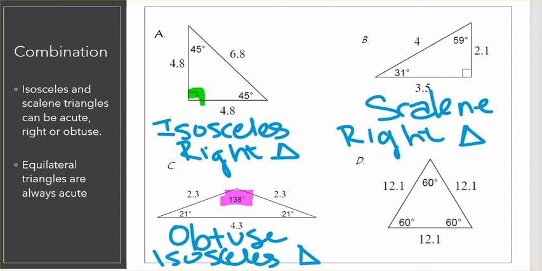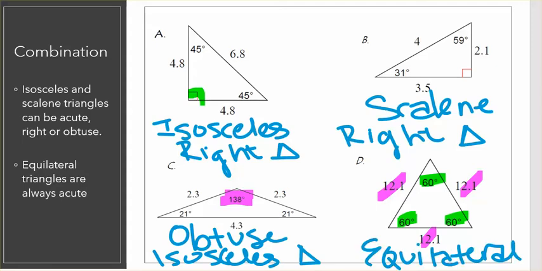And finally, our last triangle. Our last triangle has 3 sides that are the same. It also has 3 angles that are the same. You might remember that I said in the previous video that an equilateral triangle will always have 3 equal angles. So we have all acute angles, and it is an equilateral triangle.